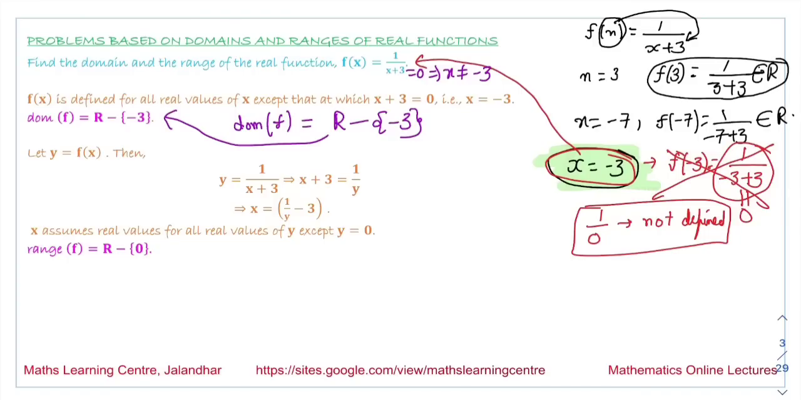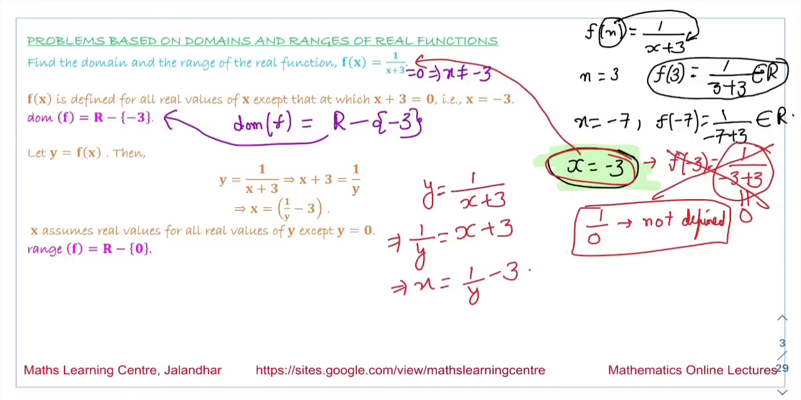Next we have to calculate the range of this function. To calculate the range, we are equating this value to y. We are writing y is equal to 1 over x plus 3, and we calculate the value of x from this. So we are writing 1 over y is equal to x plus 3, and this implies that x is equal to 1 over y minus 3.